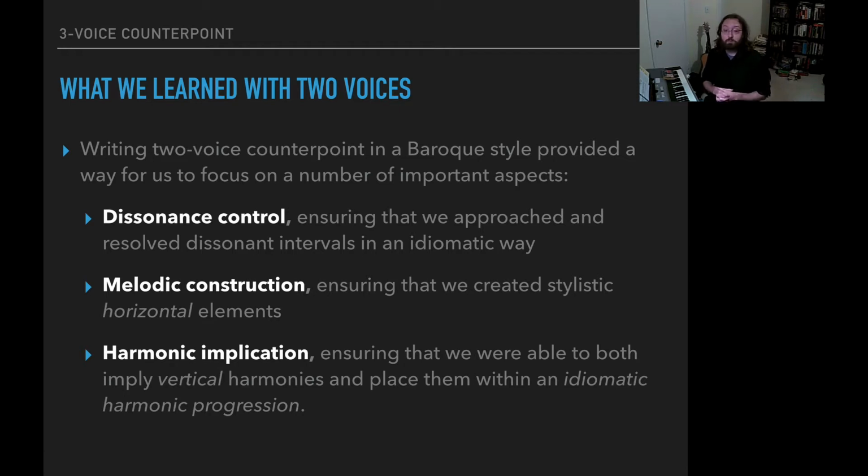voices. This included working with dissonance control, which ensured that we approached and resolved dissonant intervals in an idiomatic way to the style. We also focused on melodic construction, ensuring that we created stylistic horizontal elements, basically our melodies that we combined together, to form harmonies. We focused on working on harmonic implications, ensuring that we were able to both imply vertical harmonies and place them within idiomatic harmonic progressions. So we combined all of those things together, and that's what we worked on when we were working with two-voice counterpoint.